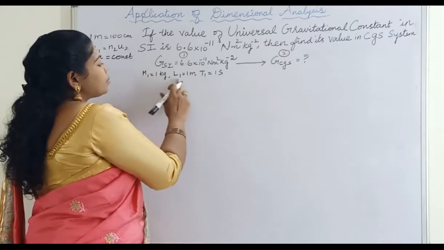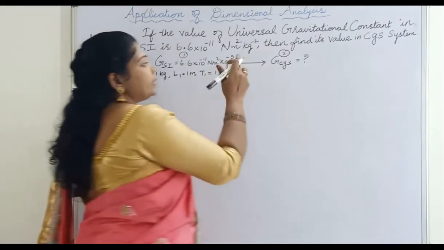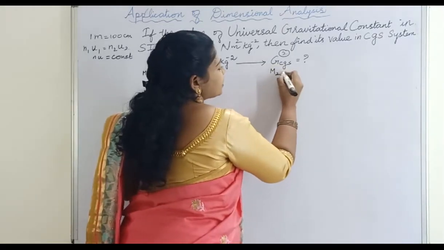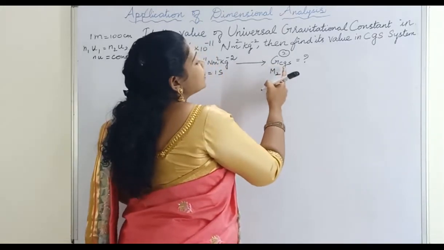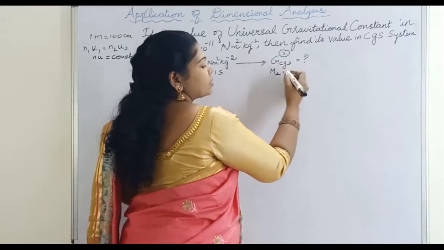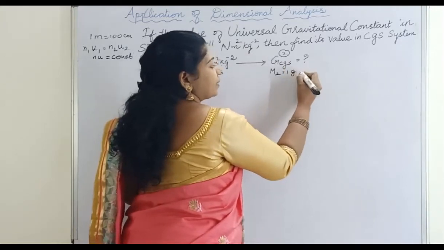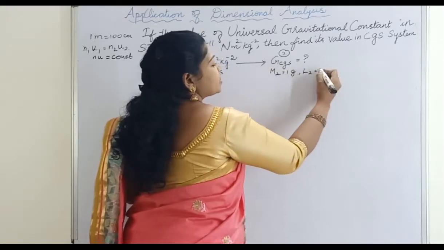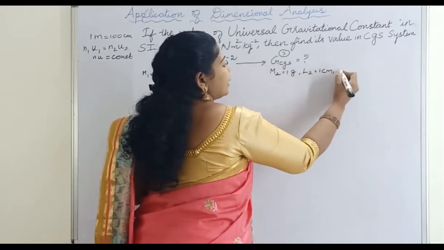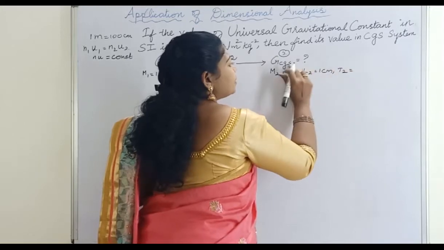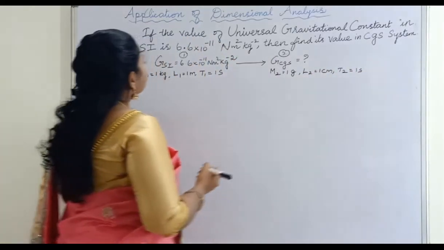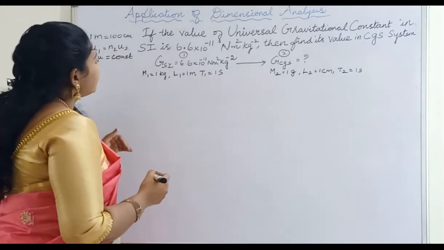So I am using the number 1 here. In the second system, listen, the mass is measured in grams, so we write M2 is equal to 1 gram. Length L2 is equal to 1 centimeter, and time T2 is equal to 1 second.